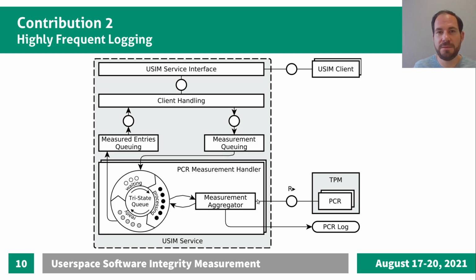As long as the TPM is busy, incoming requests for measurement are stored in the waiting queue. And as soon as the TPM is ready, this wheel, this tri-state queue here, turns, and the waiting measurements become processing. They are hashed together by the measurement aggregator, and then these are extended into the TPM. As soon as this process finishes, the wheel turns again and the measurements become ready. They are forwarded to the measured entries queuing, which goes back to the client handling. And the client handling is responsible for sending the measurement confirmations, that the measurement was successful, to the Usem clients.